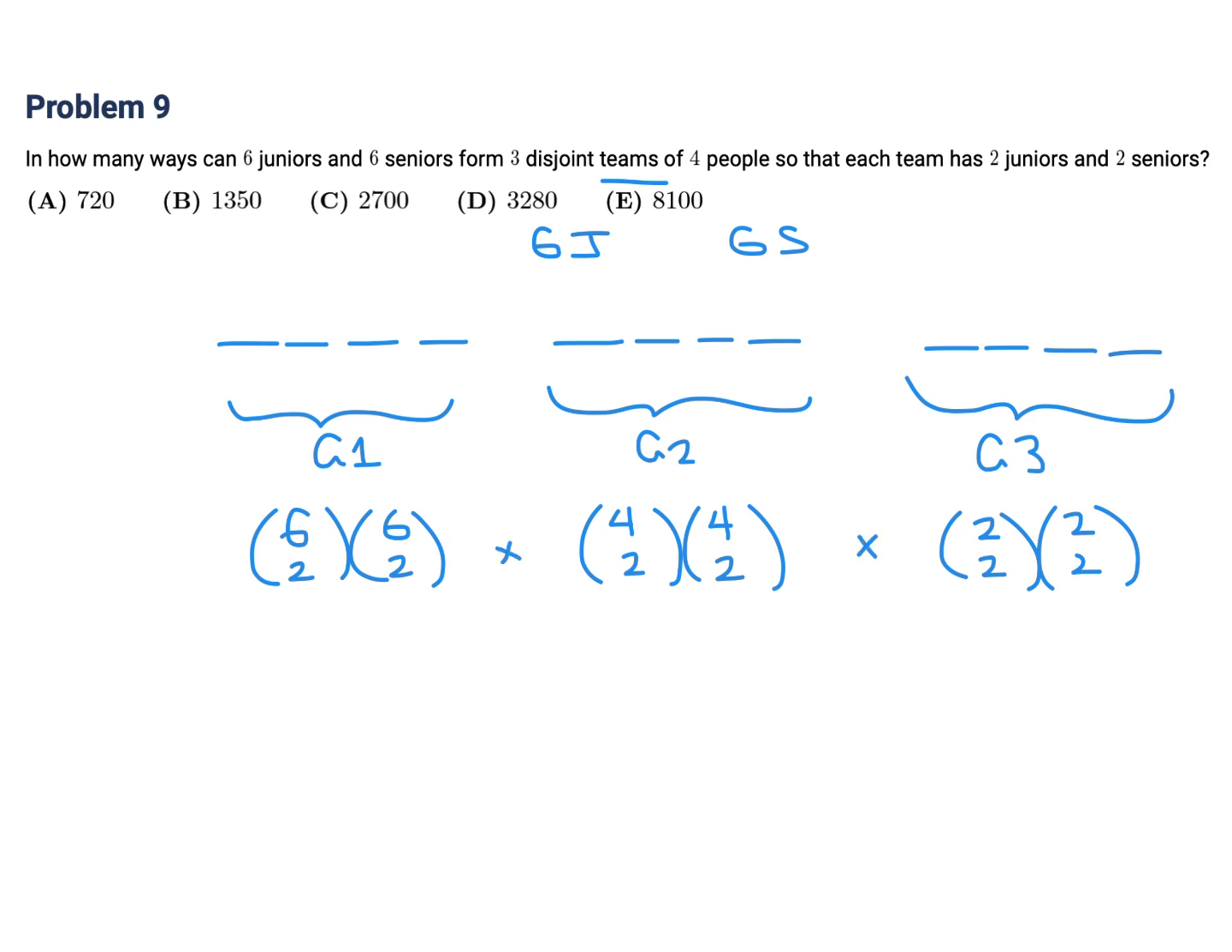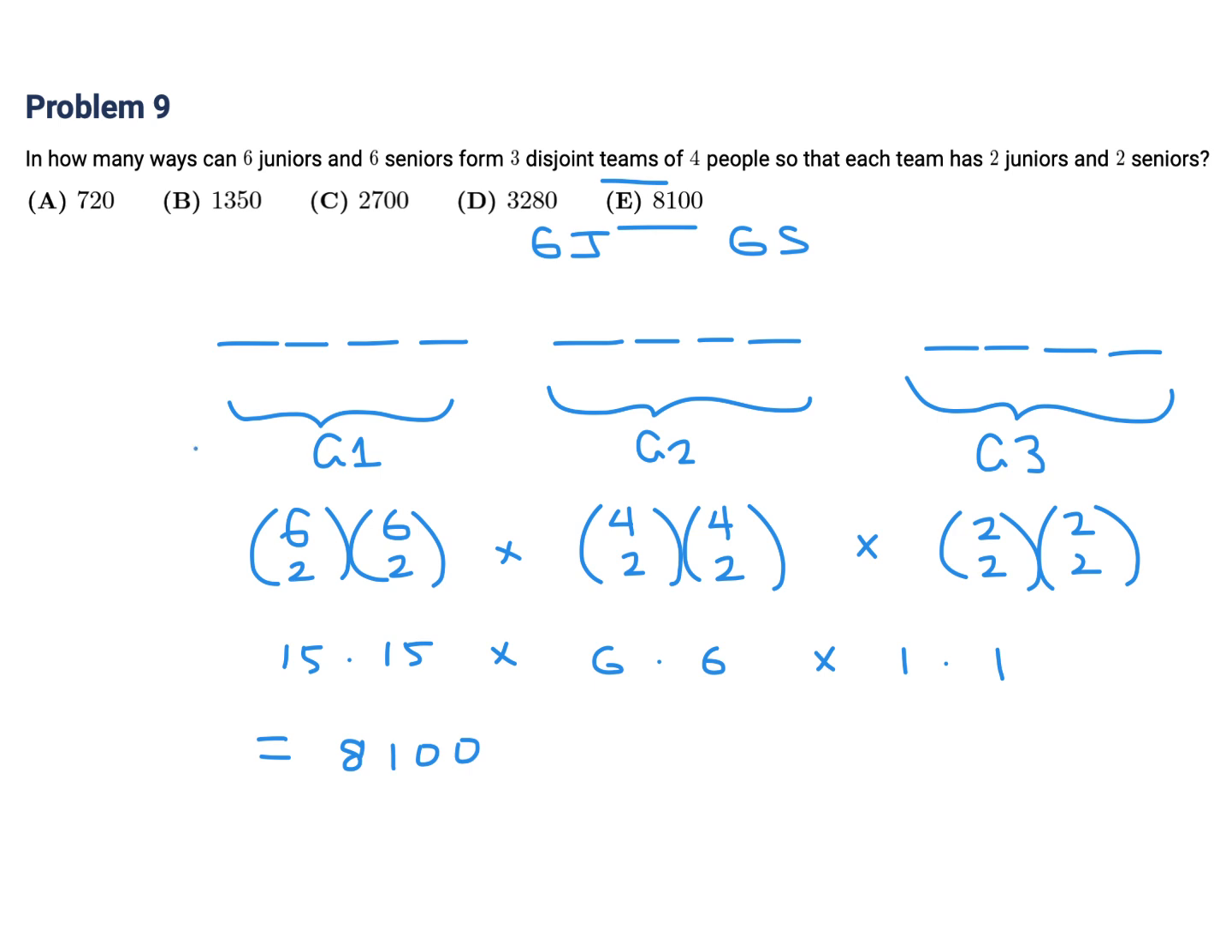So 6 choose 2 is 15. 4 choose 2 is 6. And then 2 choose 2 is just 1. So this is 8100. Okay, and that is one of the answer choices. But here's the thing. We've overcounted.